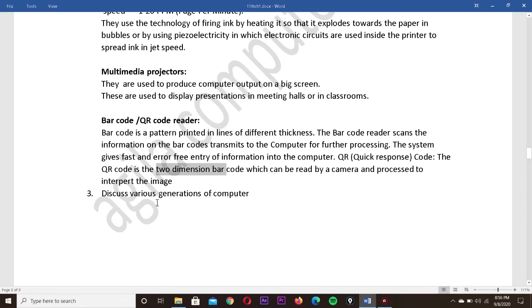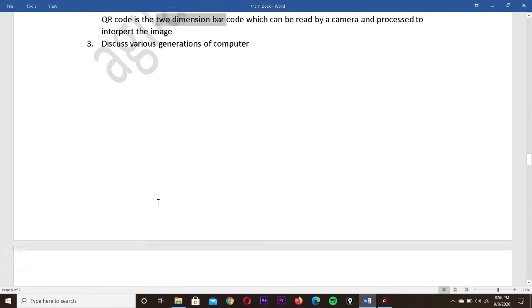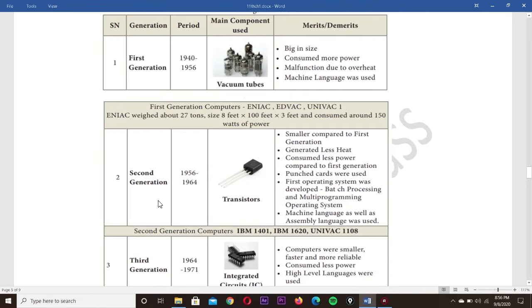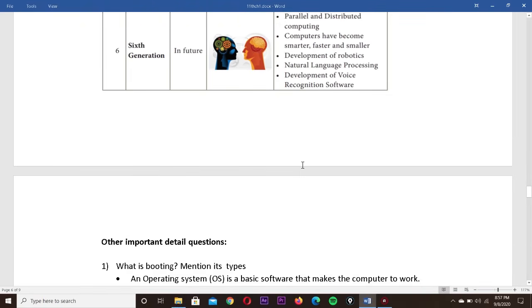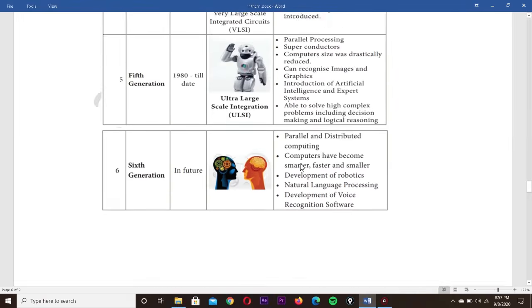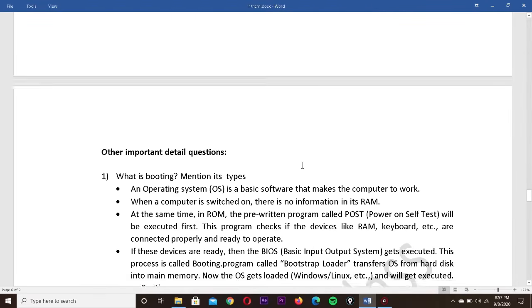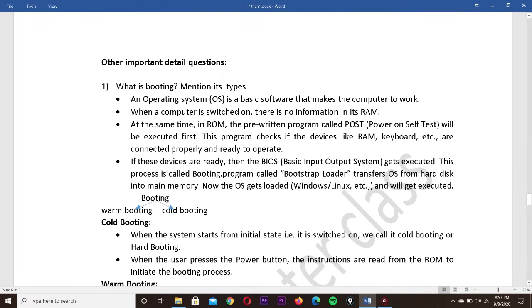Okay. Next, discuss the various generations of computer. 6 generations are there. Already we discussed what the different things under this generation of computers are. All the points you have to write. All the points are very important. Okay. Next one, other important detailed questions. Along with these 3 questions given in the book back, I have also given 3 extra questions. This question, what is booting, is very important and was asked in previous years.